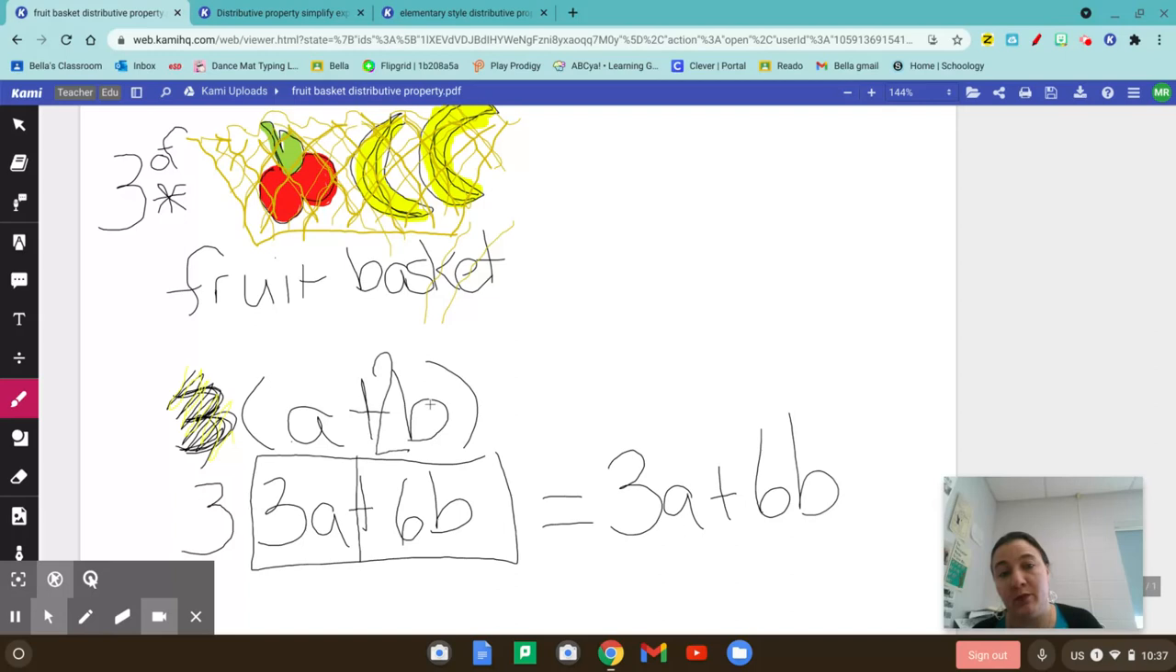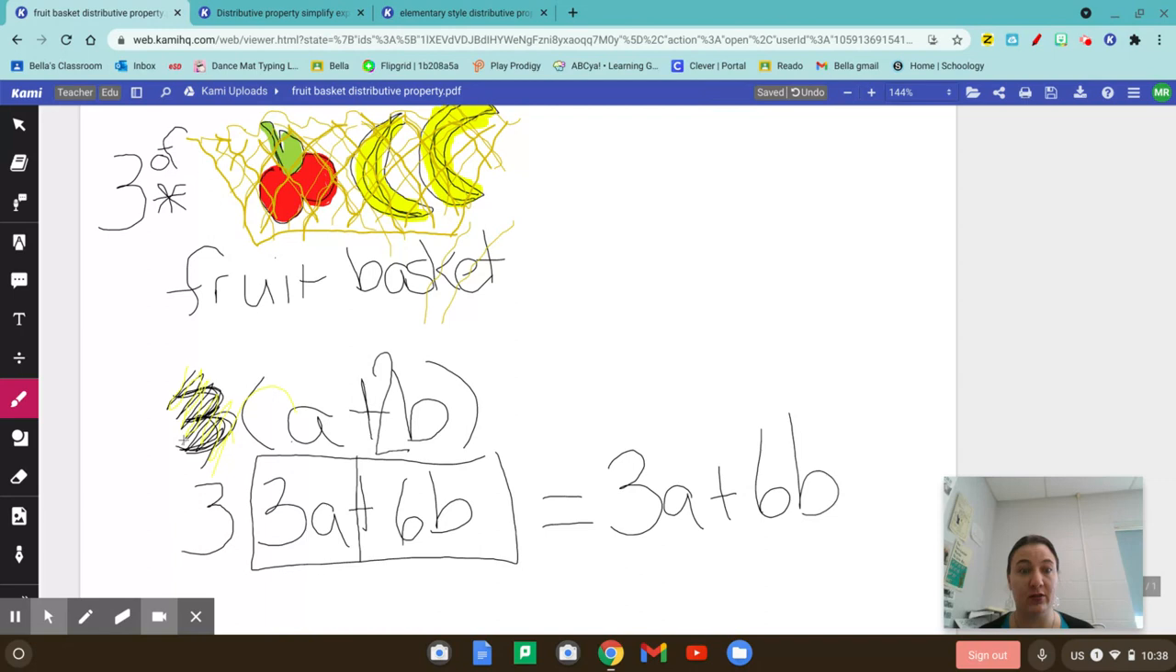3 times A is 3A. 3 apples is 3 apples. 3 groups of 2 bananas is 6 bananas. I cannot add them together because apples and bananas are 2 different things. I'm not making a smoothie. It's just 3 apples and, as in plus, 6 bananas.